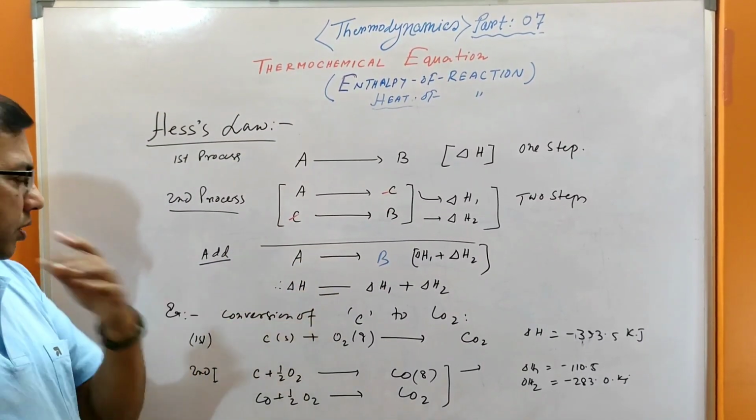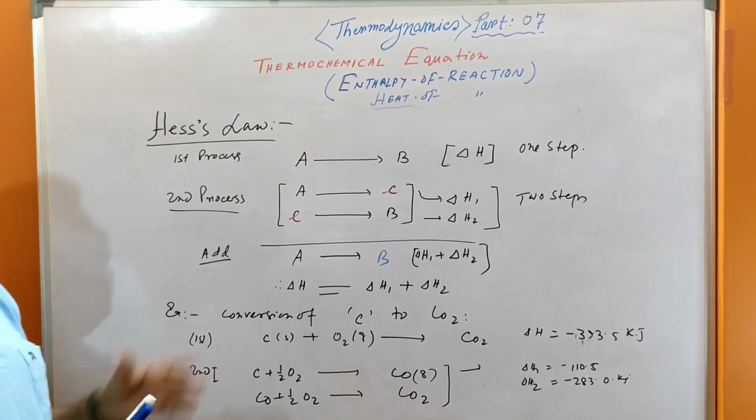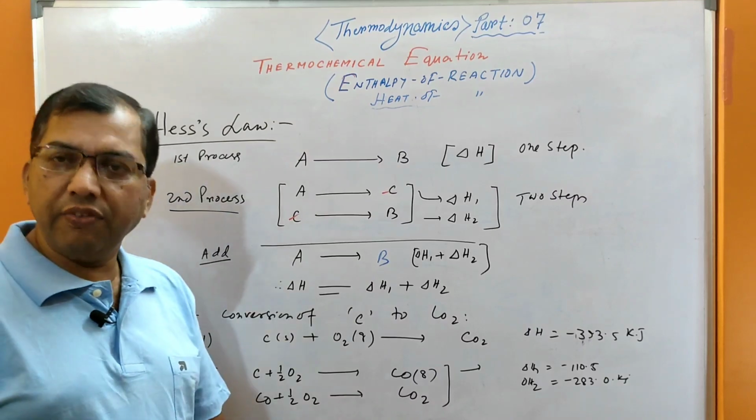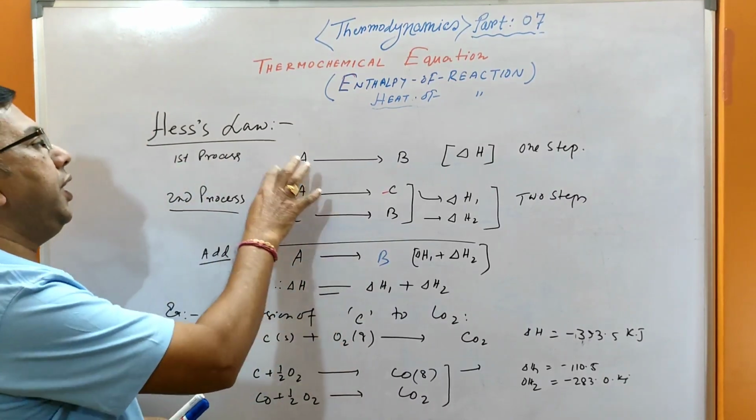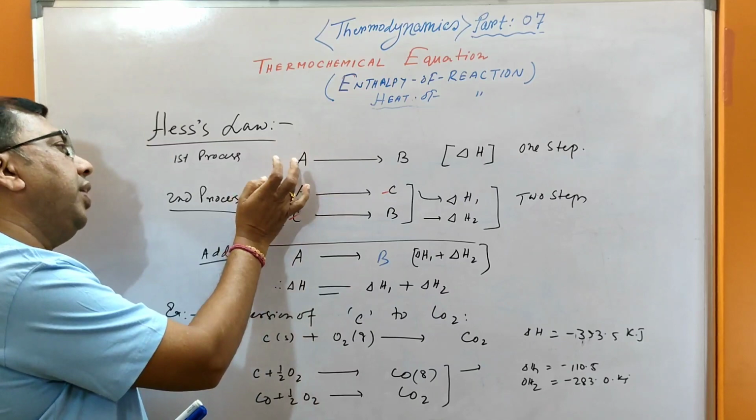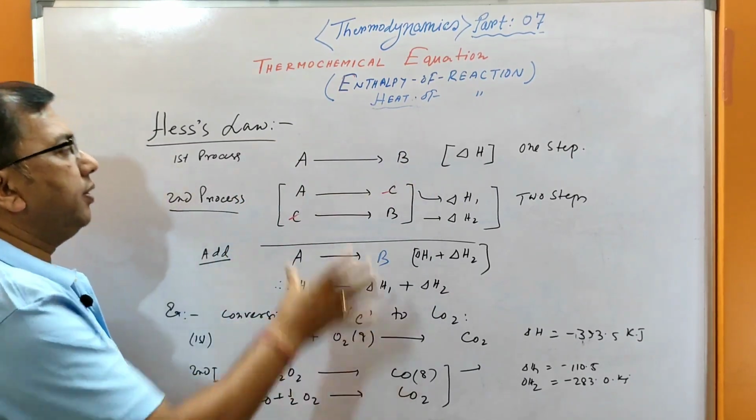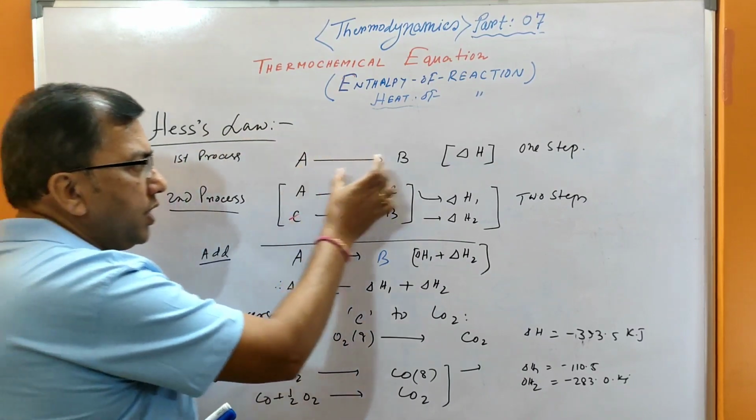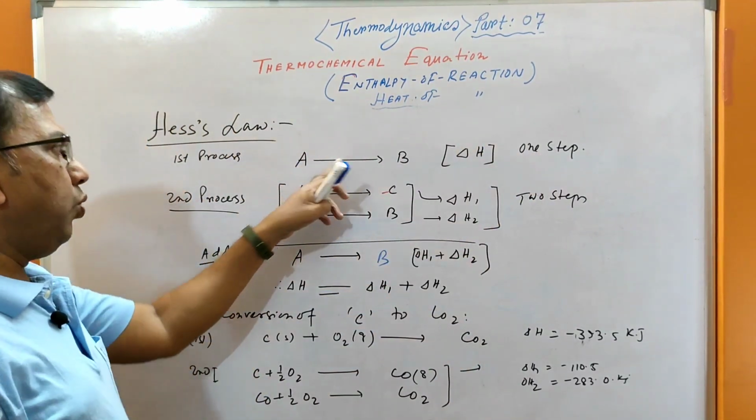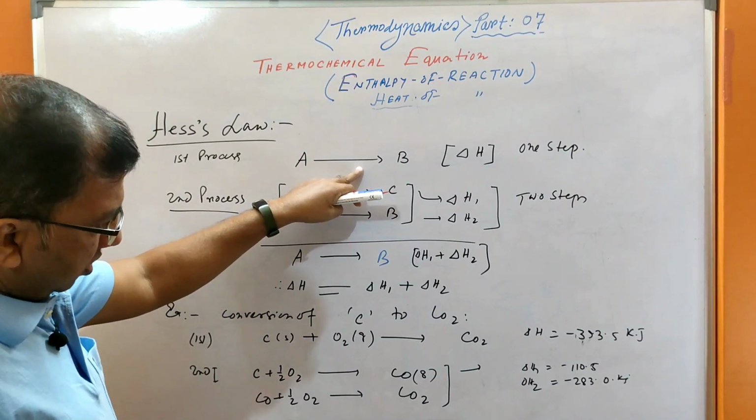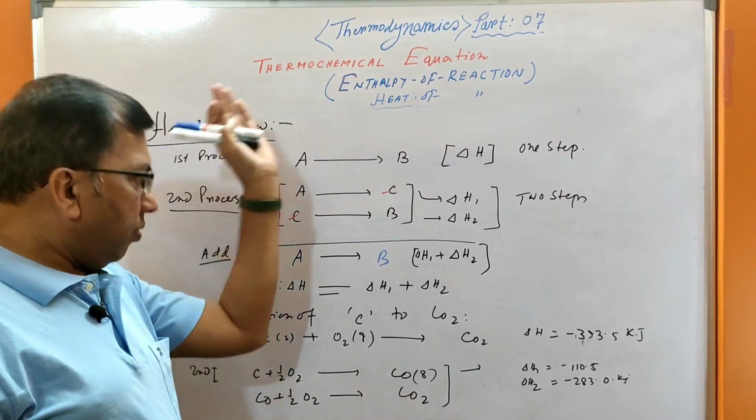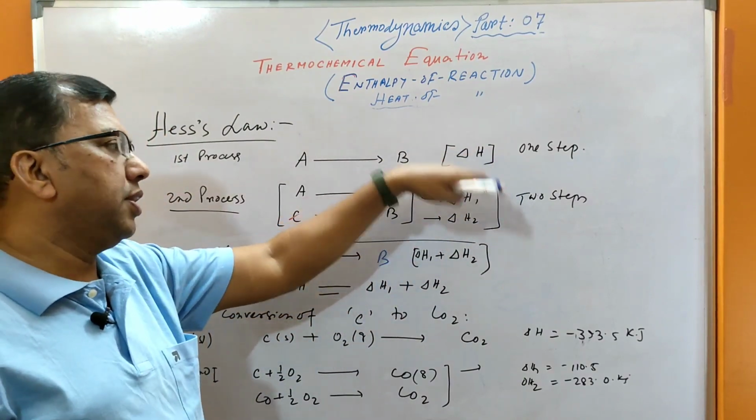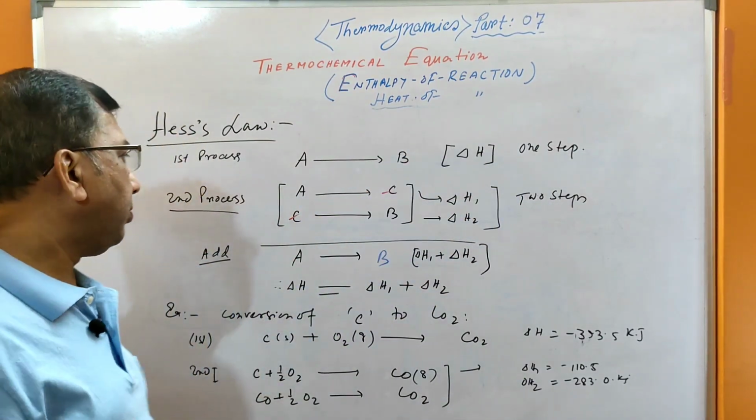Okay, so let's see, this is a process, and delta H is the change of enthalpy in the process here, A to B. This is the first process, the one-step process from A to B, the heat change. Delta H, this is the amount of something, say minus 393.5 kilojoule.